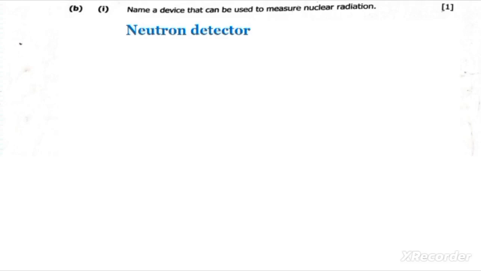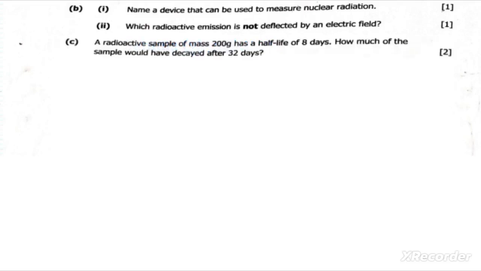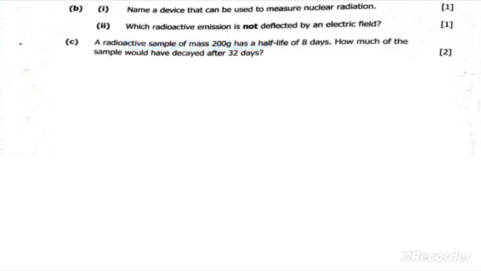So we are going to choose one. We have chosen neutron detector. We move to B, Roman numeral 2, which radioactive emission is not deflected by an electric field. The radioactive emission that is not deflected or affected by an electric field is gamma radiation. Gamma radiation is not affected by an electric field or a magnetic field. So our answer here is gamma radiation.